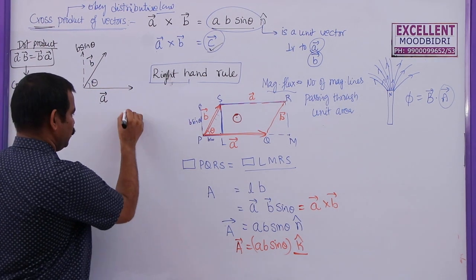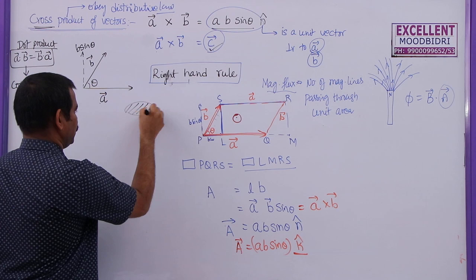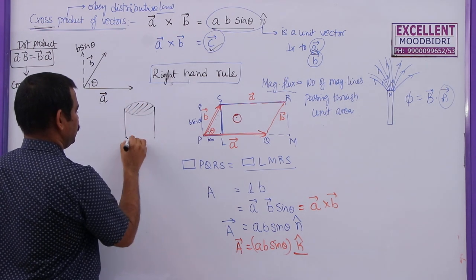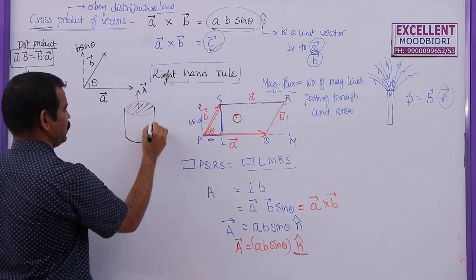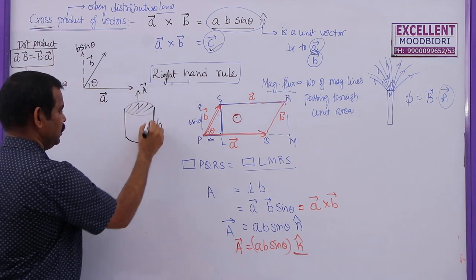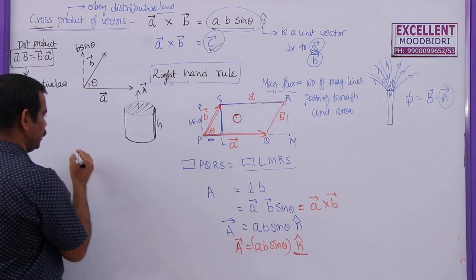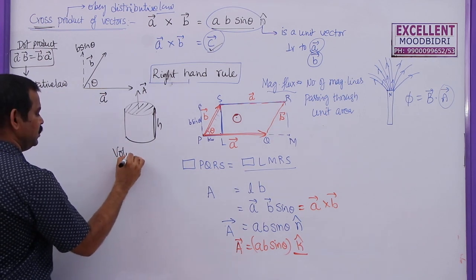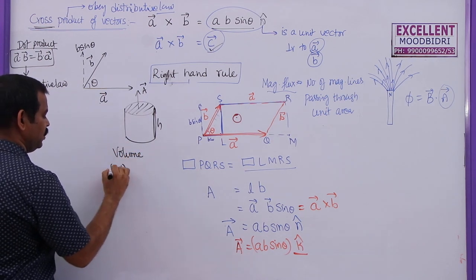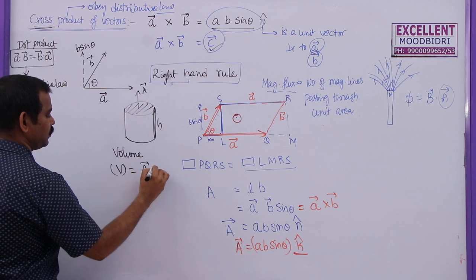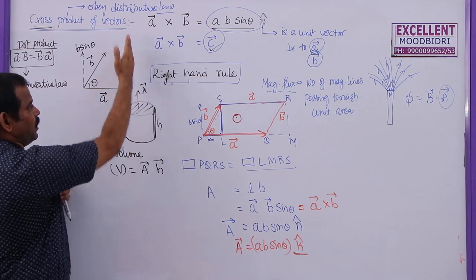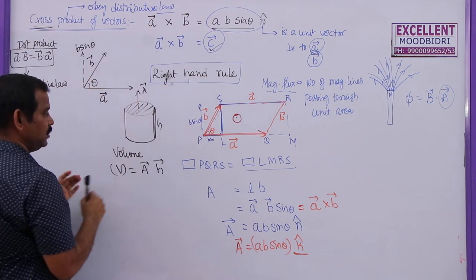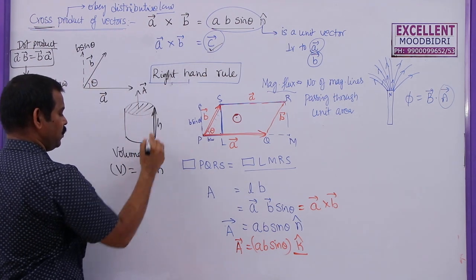If you take one cylinder here, just now we found that area is a vector, this is the area vector, this is the height. Let us say this is also another vector. So what is the volume of this cylinder? Volume V is given by area vector into height vector. But the area vector is acting along this direction. Let us say this is along y axis and the height vector is also along y axis.